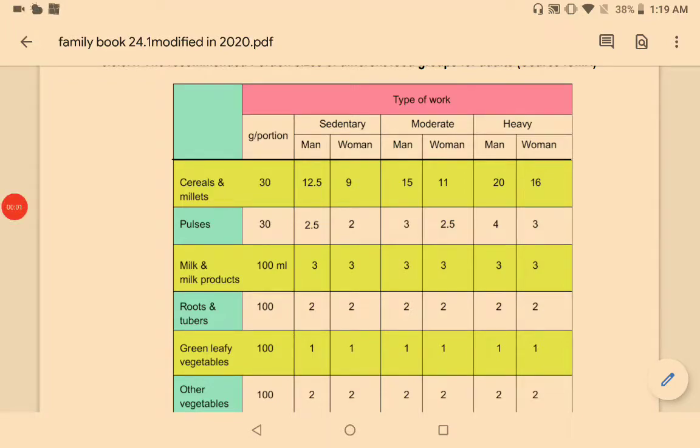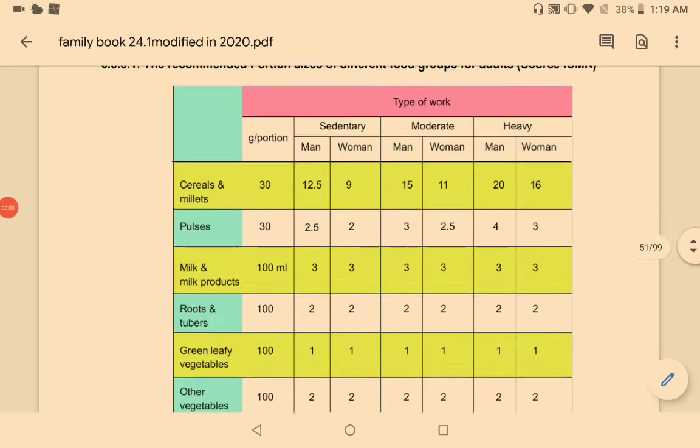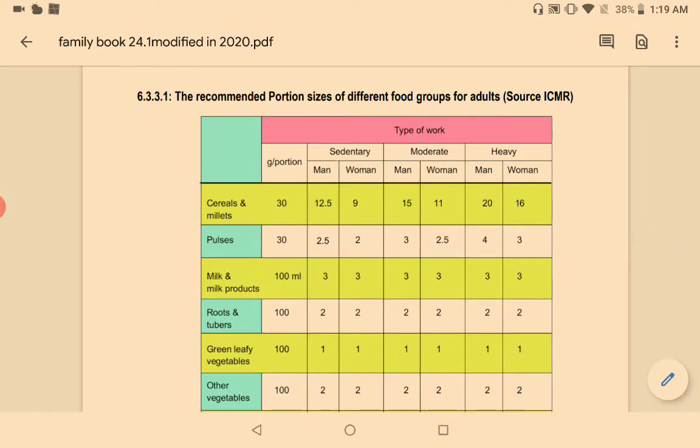I'm coming to the second part of the presentation. Here you can see that according to the type of work and gender for adults, the requirements of different food groups are given. You can see that it is given in terms of grams per portion. Suppose for a woman it is 9 portions, that is, it will be 270 grams. Similarly, if you look at green vegetables for a sedentary woman, it is 1 portion or 100 grams.